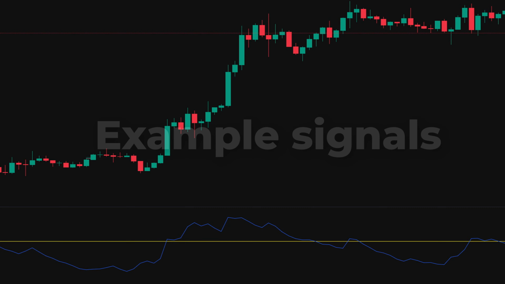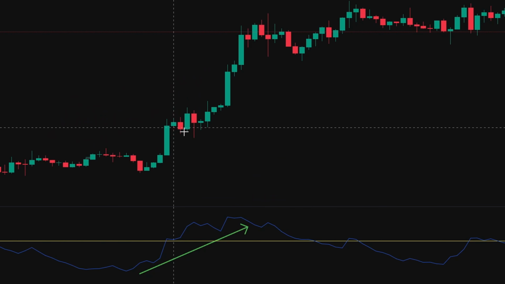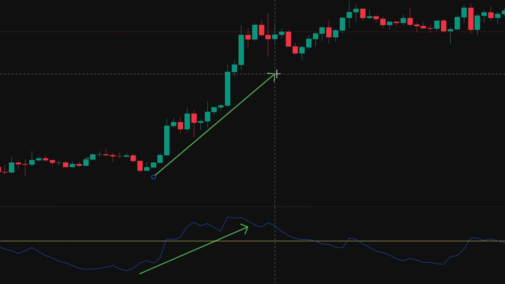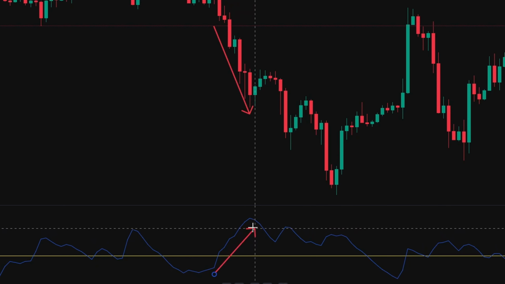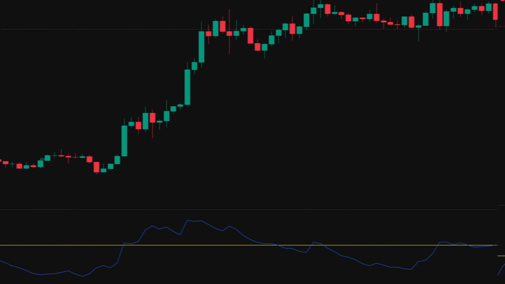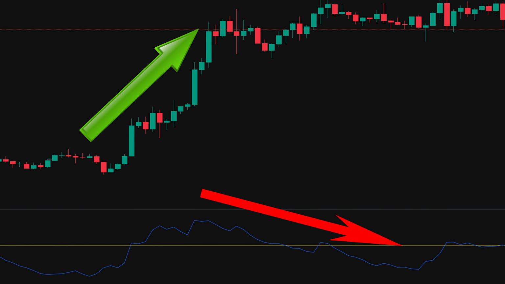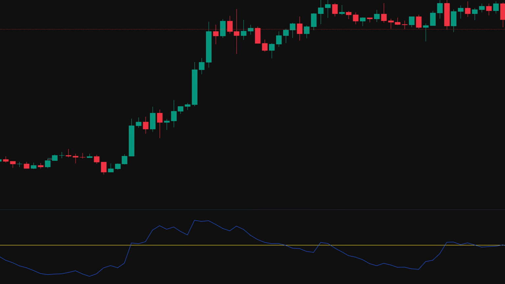Example signals. If price is rising and the volume oscillator shows increasing volume, it indicates a powerful uptrend. If price is falling and volume is increasing, it signals a strong downtrend. If price is going up but volume is decreasing, the trend is weak, and you should be cautious with buys, the move may soon end. The same applies to a downtrend with falling volume.